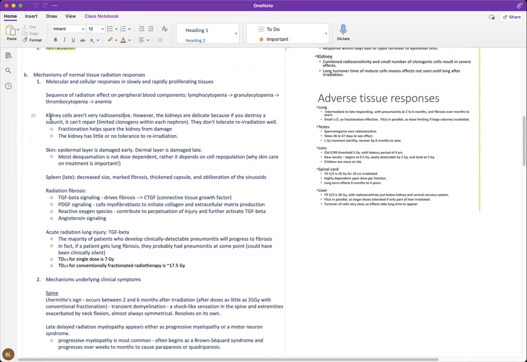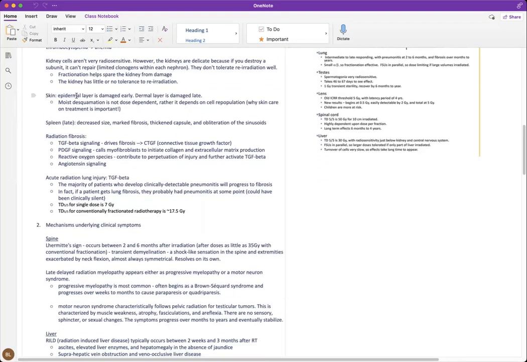Kidney cells also are not very radiosensitive. However, the kidneys are delicate because if you destroy a subunit, it can't repair. So they don't tolerate re-irradiation very well. Fractionation helps spare the kidney from damage, and the kidney has little or no tolerance to re-irradiation. This is interesting. I don't think we think about this maybe as much as we should when we're in clinic.